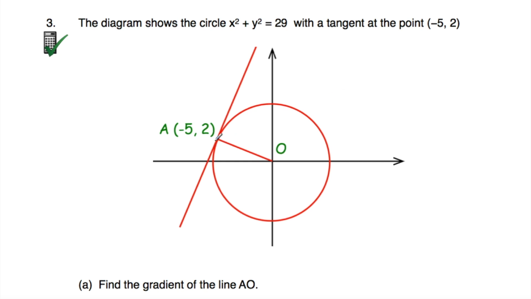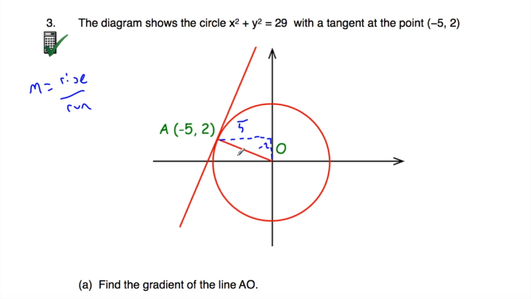Okay, so part A, the gradient of AO. So to find the gradient of AO, I'm going to make a little right angle triangle. So remember the gradient m is equal to the rise divided by the run. To get from A to O, we would go across 5 to get to here. So the run is 5. And then we're going to go down 2. So the rise would be negative 2 because we're going down 2.